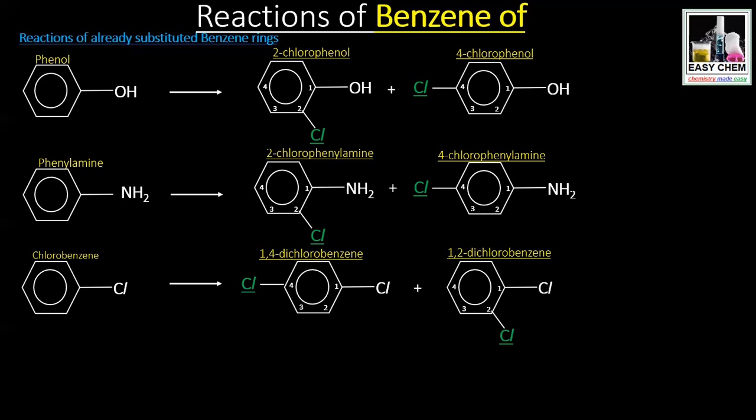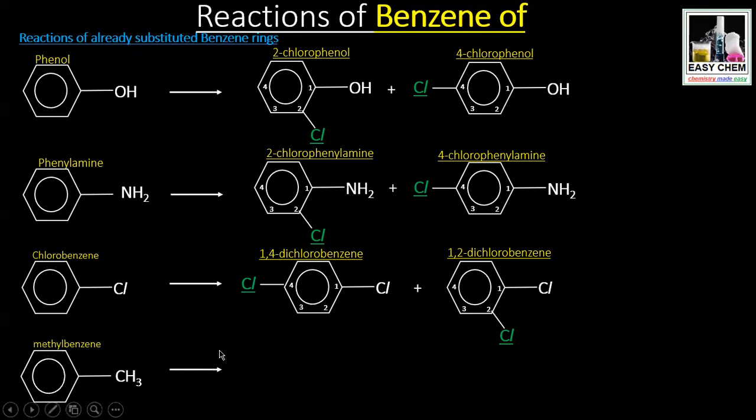What is happening in these reactions? Chlorine is getting added into the 2nd carbon and 4th carbon. Why? Because it's a special property of OH, NH2, and chlorine. We can do all these reactions by using aluminum chloride and a chlorinating agent. Before we go any further, we'll discuss one more example, methyl benzene.